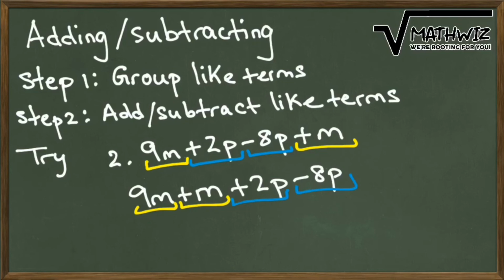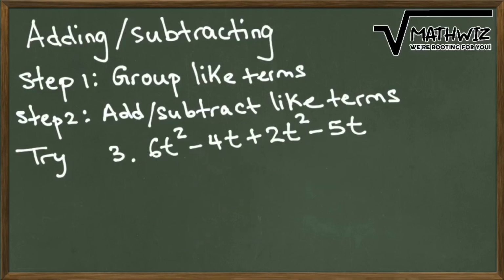So 9m plus m, you want to know that whenever you see letters without numbers in front, we have mentioned in previous lessons that it is really a 1 in front. So 9m plus 1m gives you 10m. And then 2p minus 8p, again, if you're not comfortable, go ahead and review that lesson. So you're going to go ahead and subtract, which is going to give us 6p, and then it's going to take the sign of the bigger one. Clearly the 8 is bigger, and so it takes the sign of the 8.